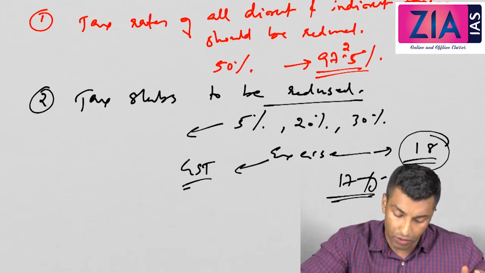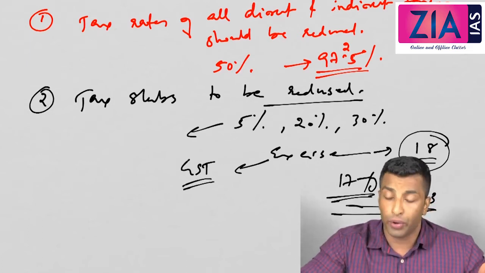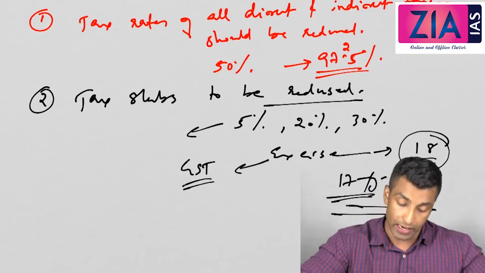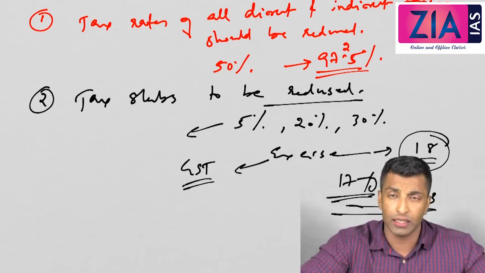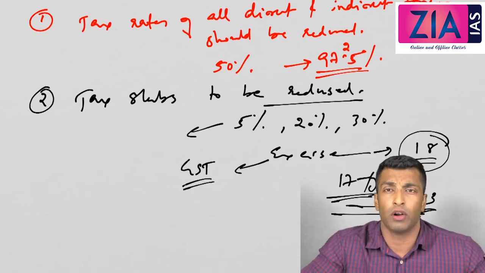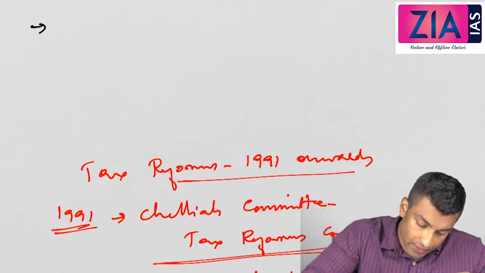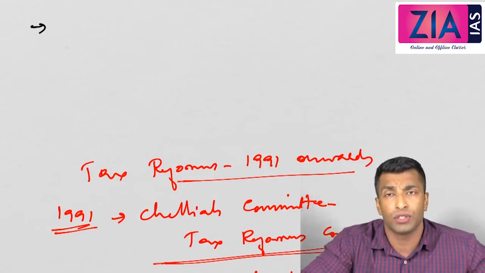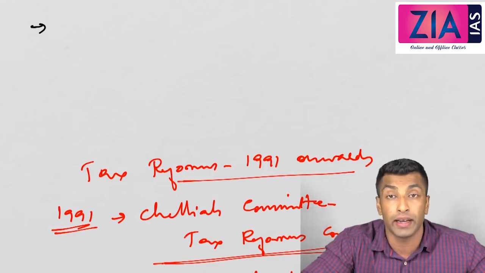Now excise, now it is actually GST. In case of customs also, it is reduced. So this recommendation was accepted by the government. Now the third recommendation was that service tax should be introduced or imposed. Till then there was no concept of service tax, and it was actually introduced in 1994.